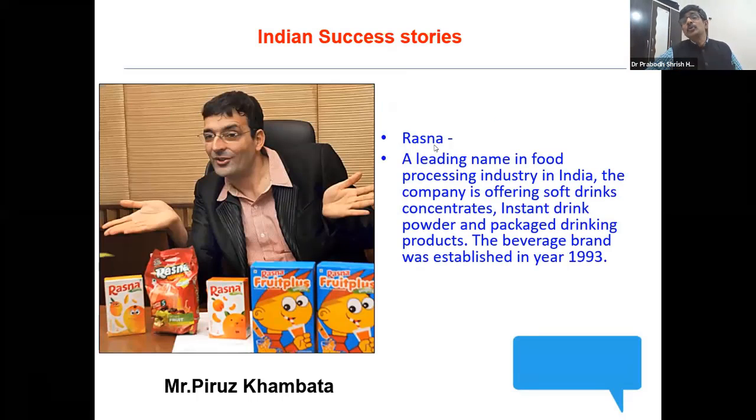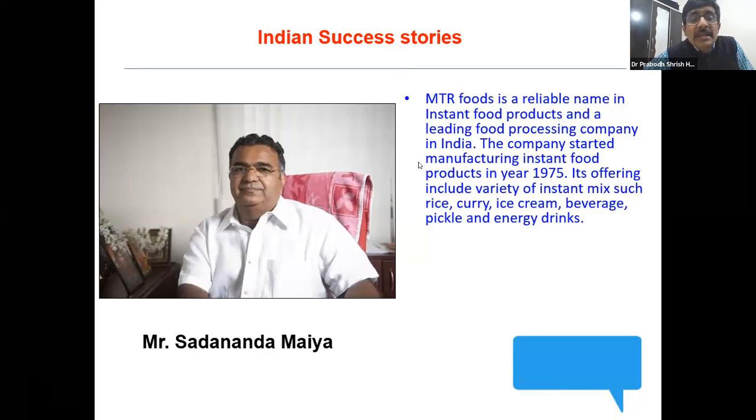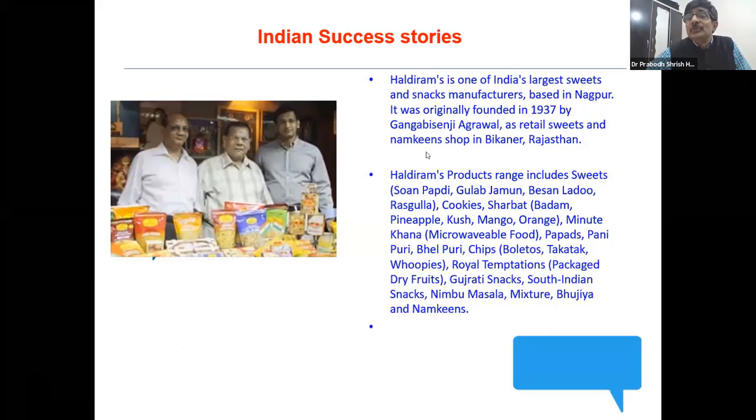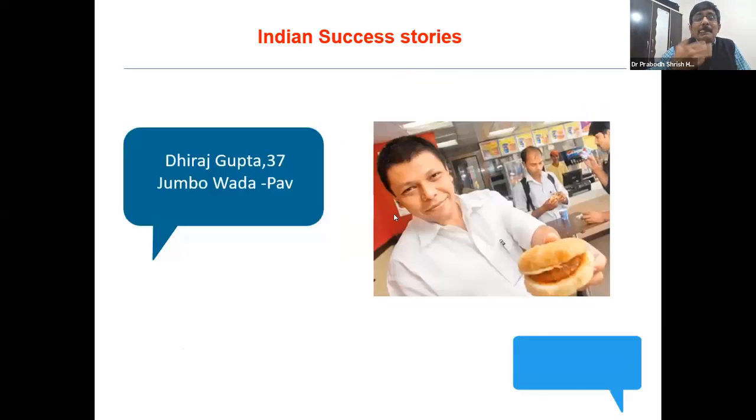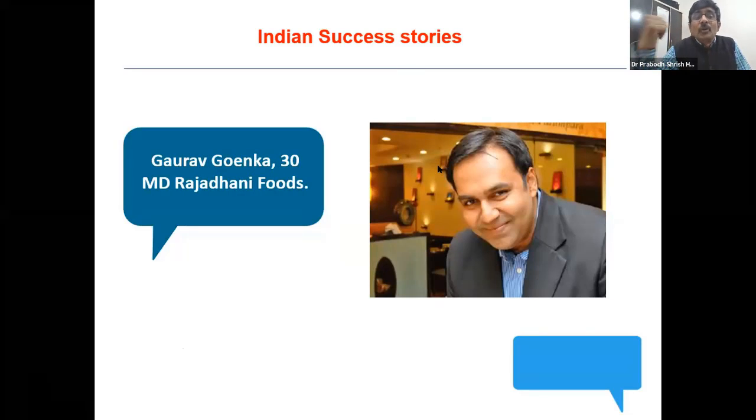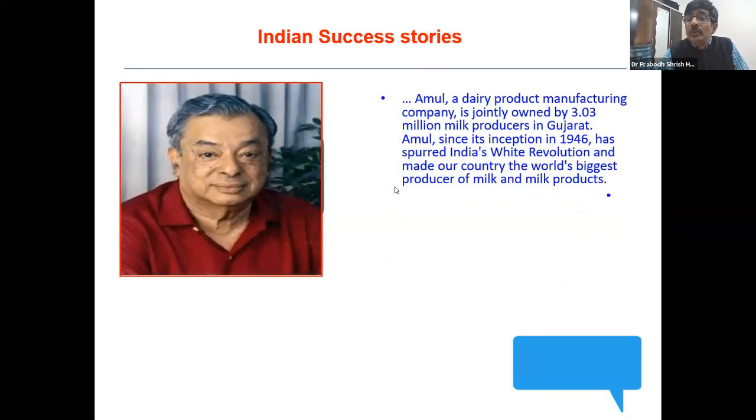My dear friend Viruj Khambata Saab, who is owner of the Rasna. Sadanand Maiya Saab from MTR. Haldiram story. You must be aware about the Haldiram products. Dheeraj Gupta from Jammu Vada Pav. He sold his business. Gaurav Goenka from MD Rajdhani Foods. Then Amul success story. Our late Kurian Saab.